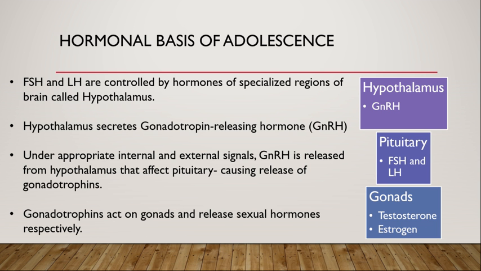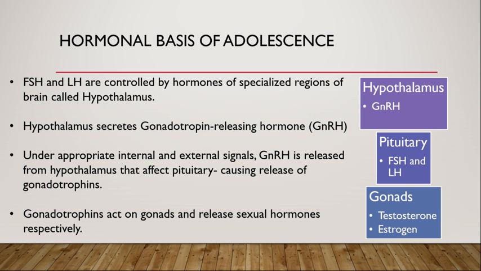Now, these FSH and LH, which are the hormones released from the pituitary gland, are basically controlled by hormones of a specialized region of your brain called the hypothalamus. The hypothalamus secretes a hormone called gonadotropin releasing hormone, GnRH, which controls the release of these hormones from your pituitary gland. But the role of the hypothalamus is exactly on your pituitary gland.